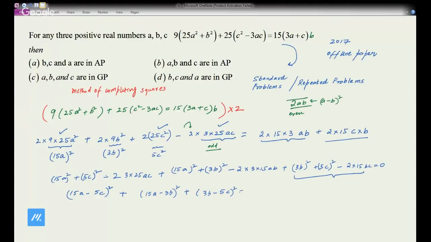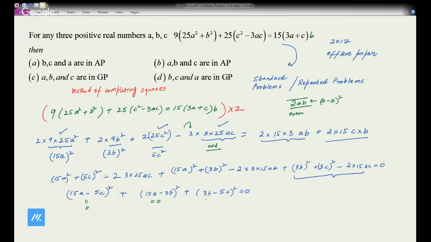5c whole square equal to 0. So the important concept here is sum of squares adding up to 0. So they are numbers. Sum of squares of numbers adding up to 0 is only possible when all of them are equal to 0. So this is equal to 0.